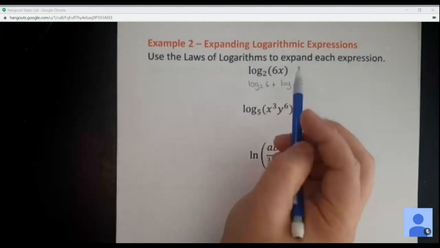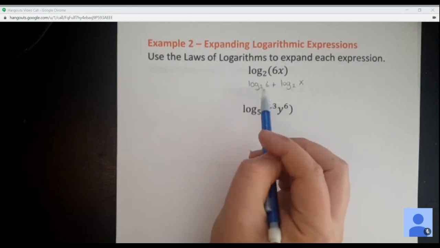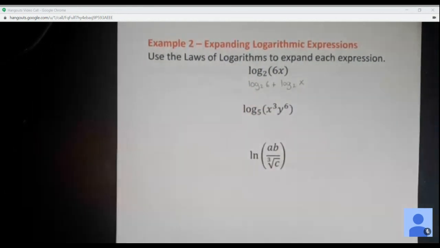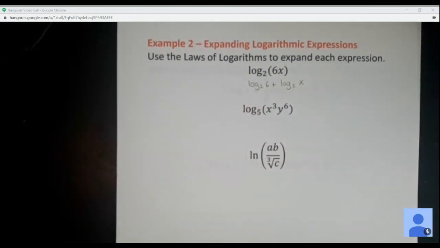Key things here, though, the multiplication becomes addition, and make sure you keep the same base on both of those logs when you do that expansion. Any questions on that one?